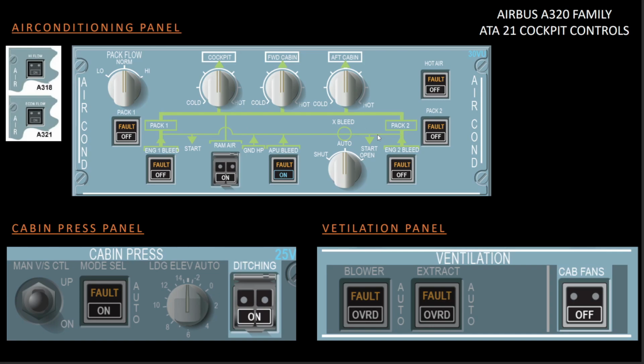The idea behind this function is, in case you have to ditch the aircraft, when you press the ditching push button, all the valves and equipment below the waterline of the aircraft will either go to closed state or the components will get de-energized. So in that case the pack flow control valves will also close. At the same time, when you select the ditching on, the recirculation fans will also stop.